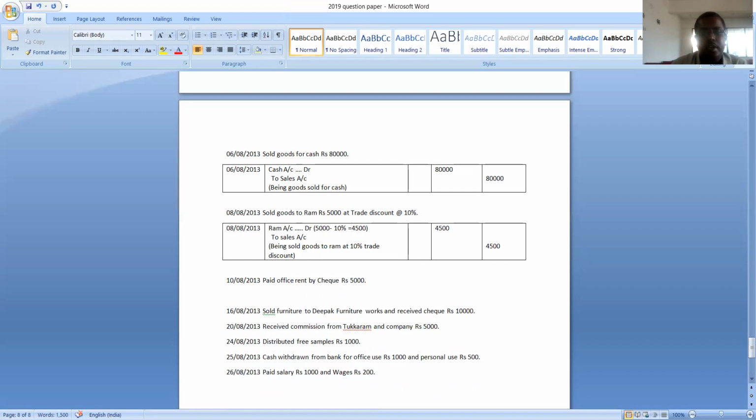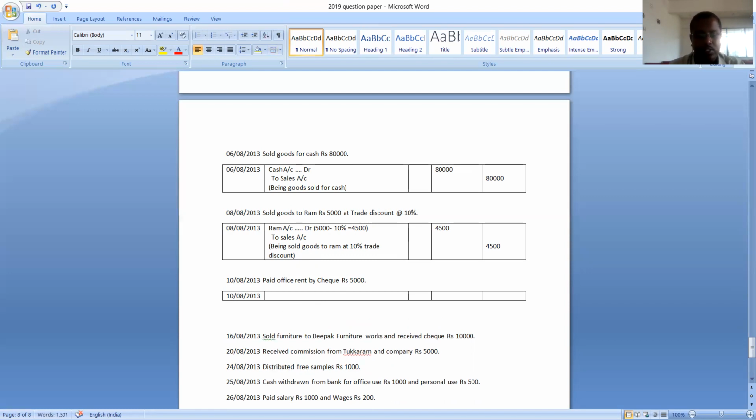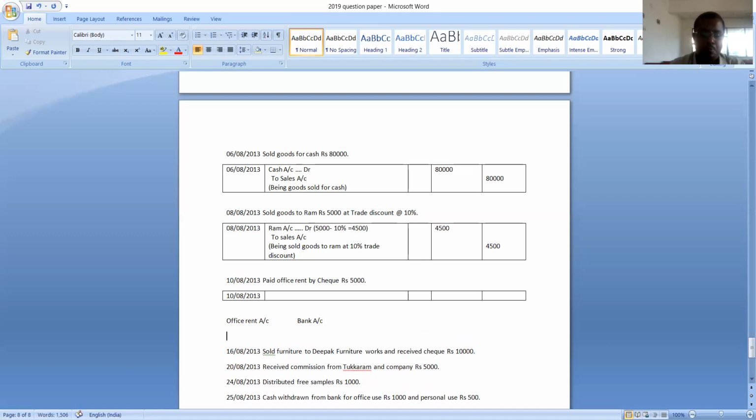The next transaction is dated on 10th of August 2013. What is the transaction? Paid office rent by check. So how many accounts are there here? Here two accounts are there. One is office rent account. Another one is bank account, because here office rent is paid by check. Check represents bank. So the two accounts are office rent account and bank account.